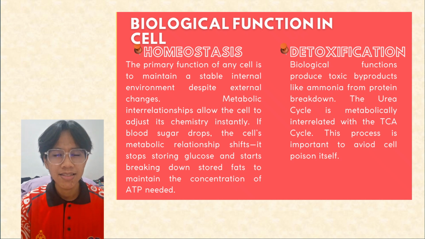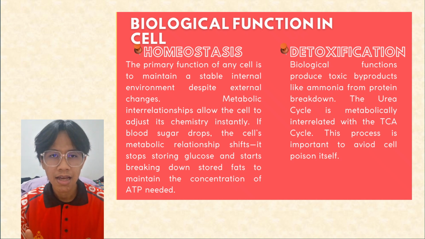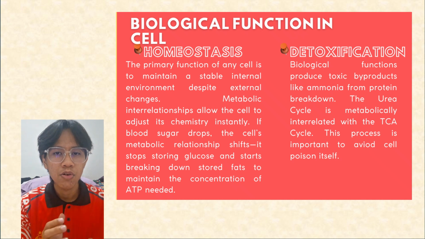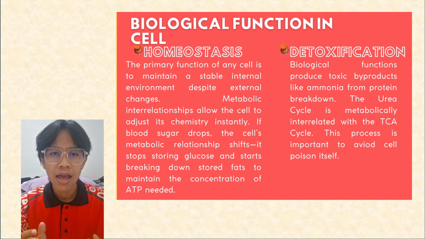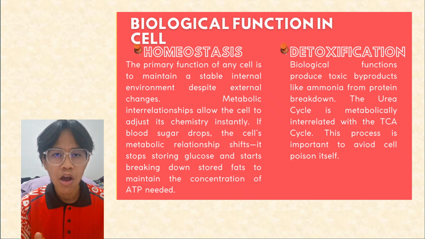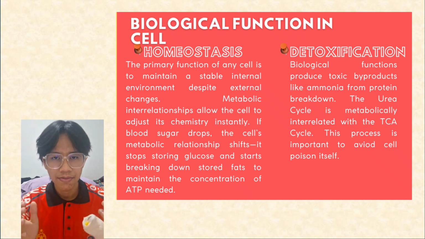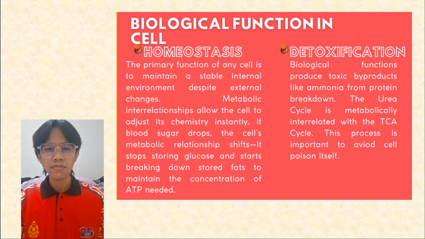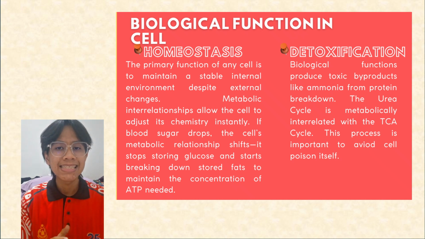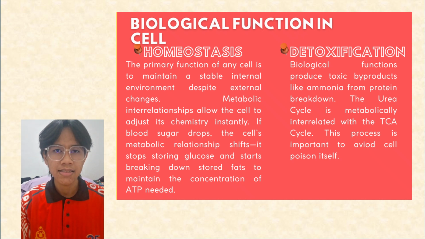So, how does homeostasis work? If blood sugar drops, the cell's metabolic relationships shift as it stops storing glucose through glycogenesis and starts breaking down stored fats or proteins to maintain the concentration of ATP needed for survival. In this way, the cell can avoid starvation as there is always ATP available.